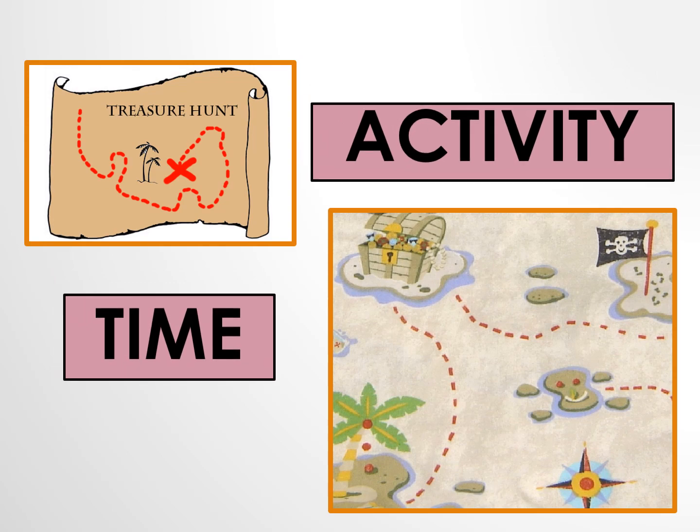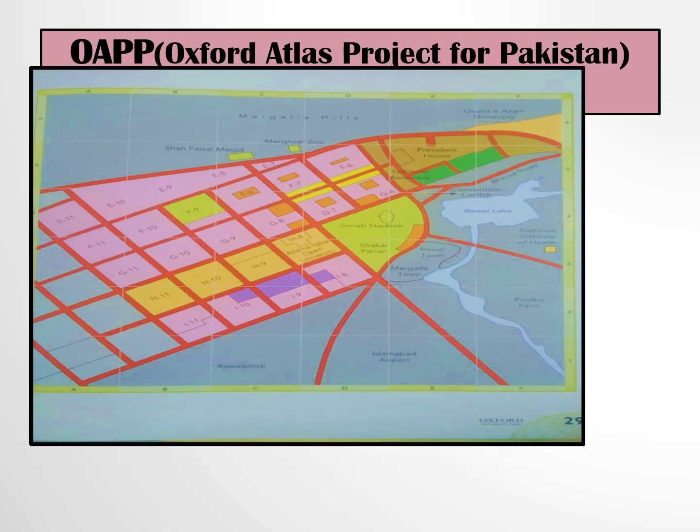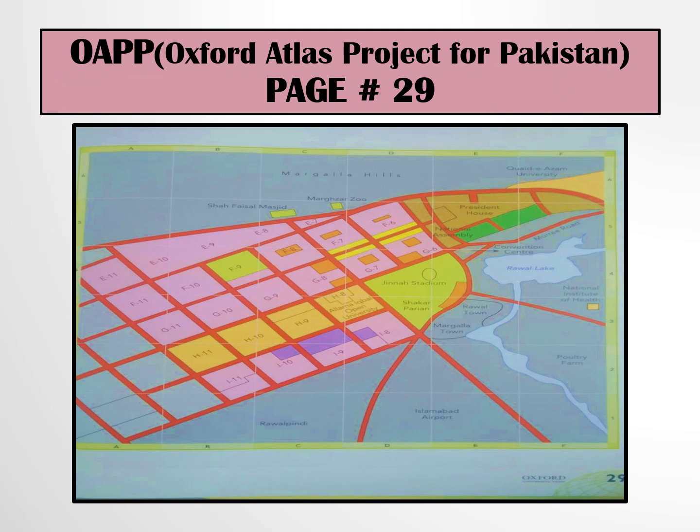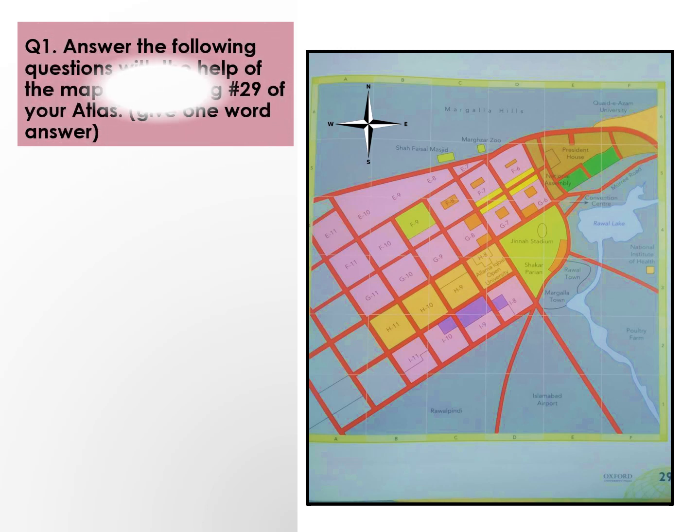Activity time. Now I will assign you a task, but first of all, what you have to do is open your books on page number 29. You've opened it? Good. So here you could see a map of Islamabad, and by the use of cardinal directions, you're going to answer some questions with the use of this map. Now, you have to answer these following questions, but remember, your answer should be of one word.